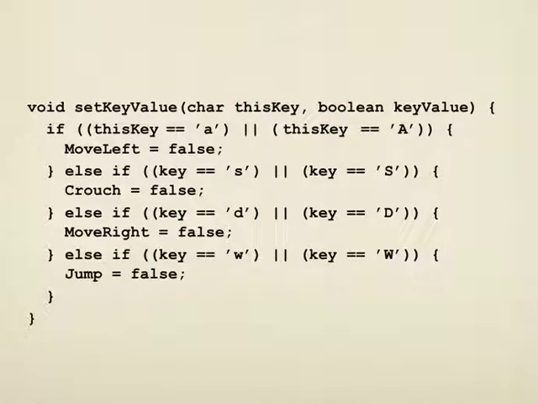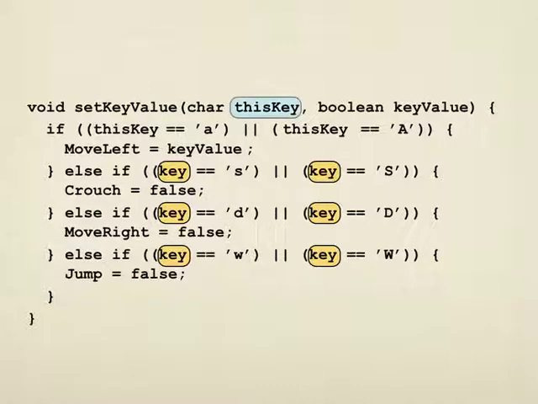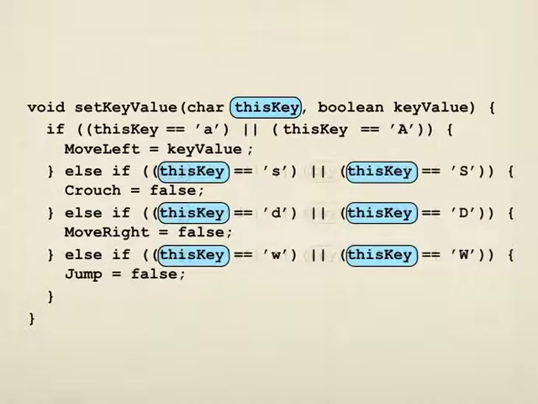Reading on, then the next line, we see that we're setting move left to be false. Well, we don't want it to be false. We want it to be whatever value is coming in as an argument, which we've named key value. So we change false to be key value, and we do this for all the rest of the lines. All the instances of key, instead we want to be references to this key. So we'll just change them all. And you can use the search and replace if you like, or you can do it by hand.